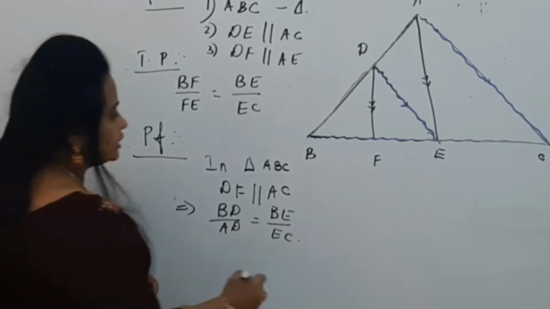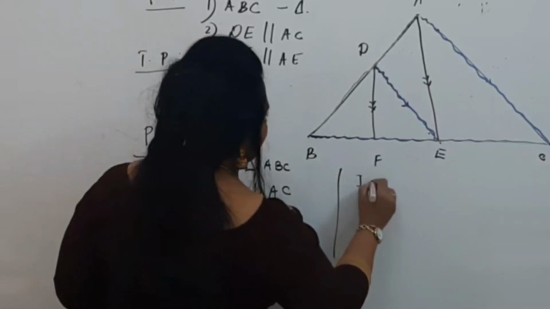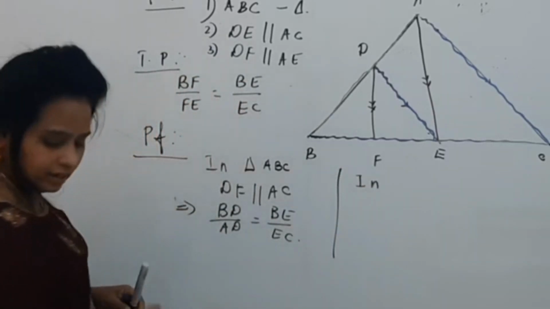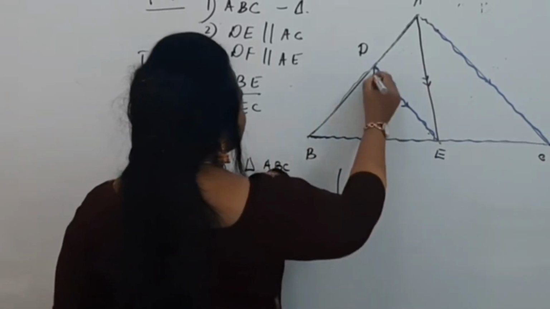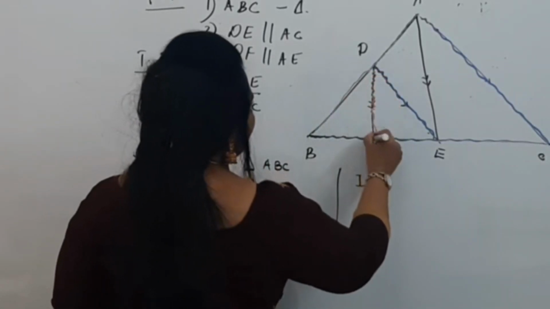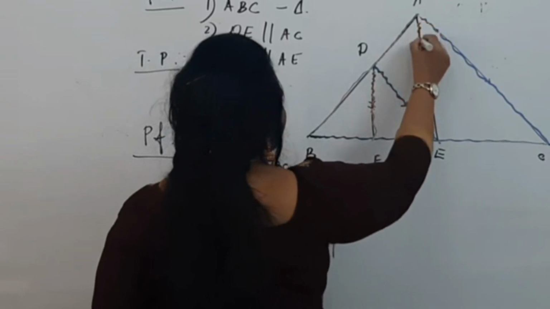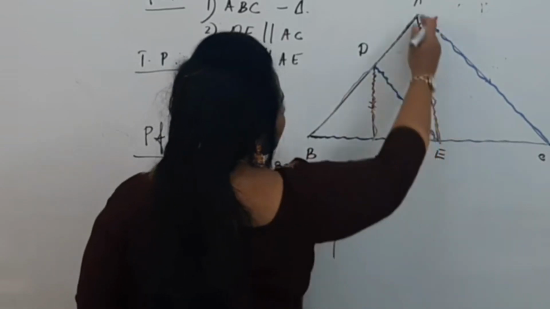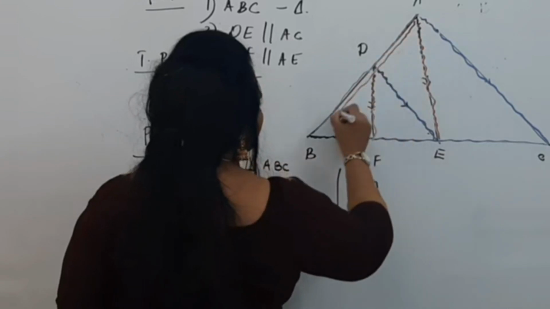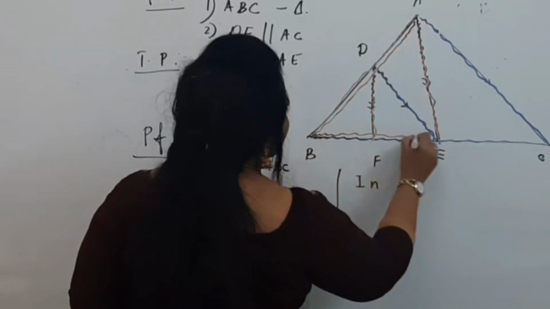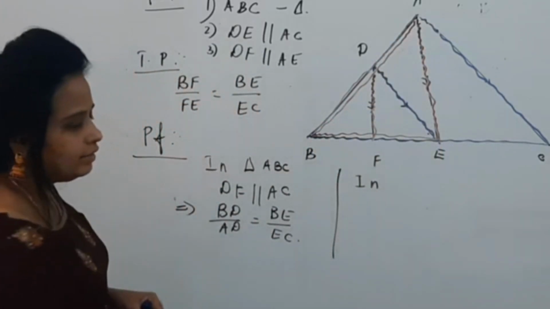So now the next triangle. Which is that triangle? Look at the triangle please. DF is parallel to AE. So this is the bigger parallel, and that means this goes and touches the vertex B. Now you can understand the triangle.